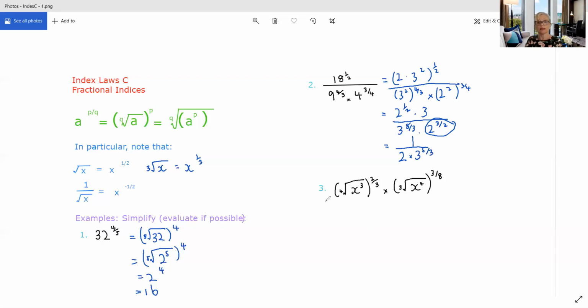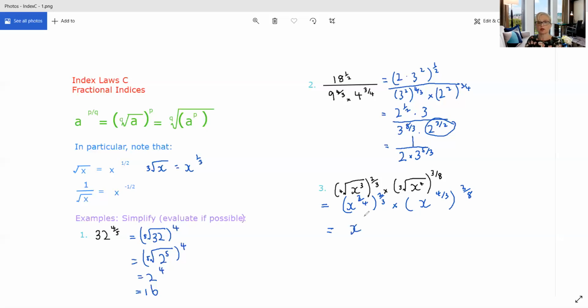Our final one here, let's just rewrite the expressions. Instead of with the radical sign, we write them as the fractional index. This is x to the 3 on 4, all raised to the 2/3, times x to the 4 on 3 raised to the 3/8. Now we're going to multiply our indices. When we multiply the indices here, we're going to get a fair bit of cancelling happening. The 3's are going to cancel and the 2 will cancel with the 4.